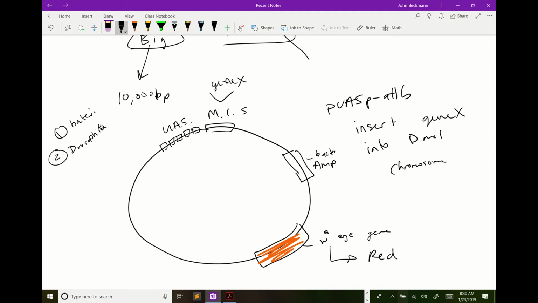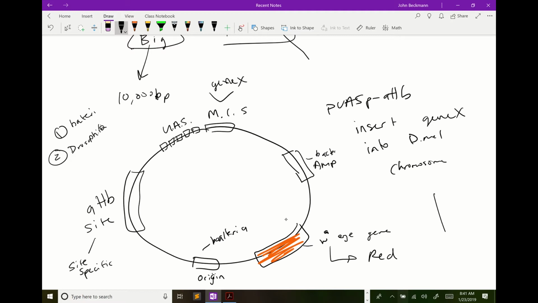You also have an origin, which is for your bacteria, and you have what's called an attB site, which allows for site-specific integration. So you can actually choose exactly where on the Drosophila chromosome you want to insert, and that information is encoded into the plasmid. So all this information adds up.